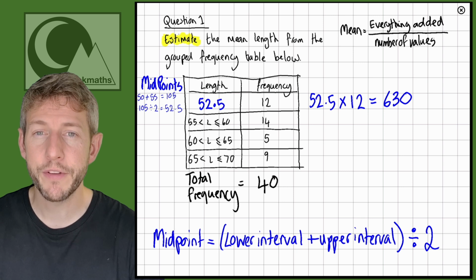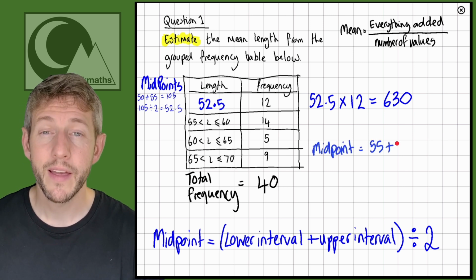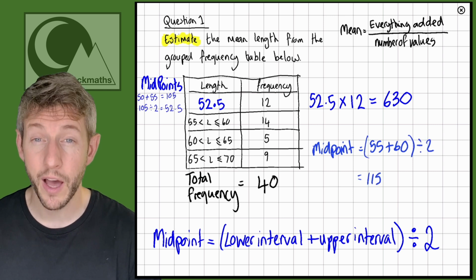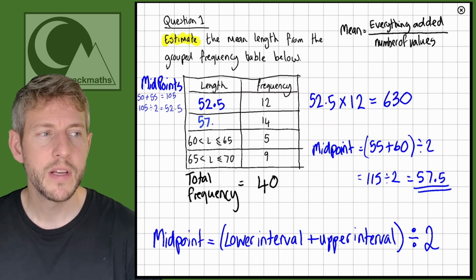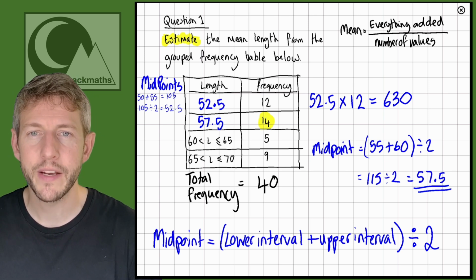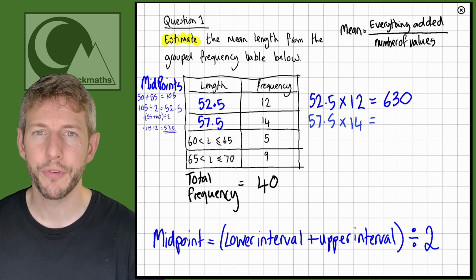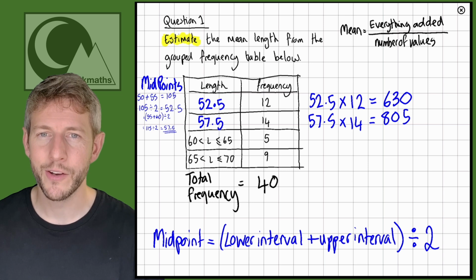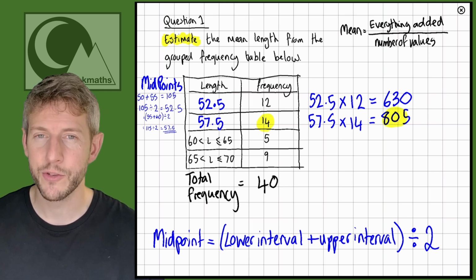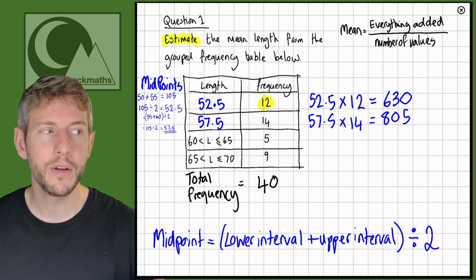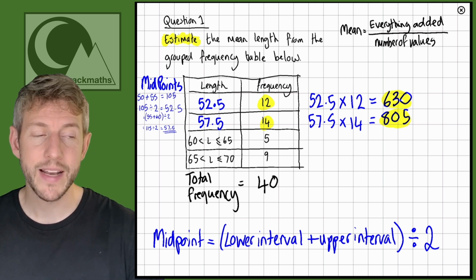So the next row we've got 55 to 60. Again, I'm going to estimate the midpoint in the same way. 55 add 60 is 115. 115 divided by 2 equals 57.5. So I'm estimating that these 14 values are all 57.5. Now I'm going to do 14 times 57.5, and that equals 805. So all of these 14 values add up to 805 millimeters. We've now got the 12 values at the top adding up to 630, and the 14 values on this row adding up to 805.